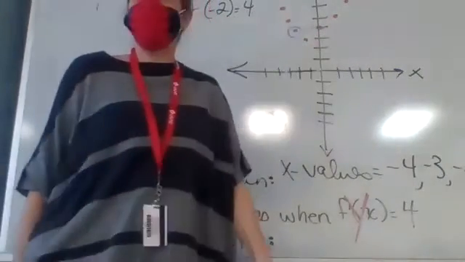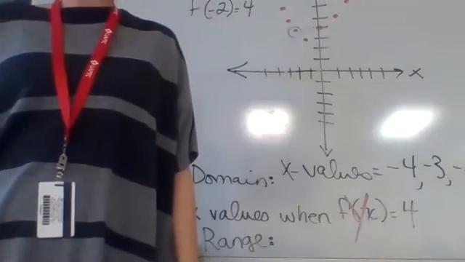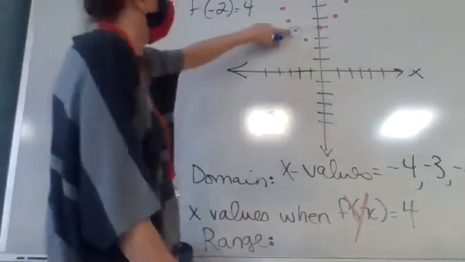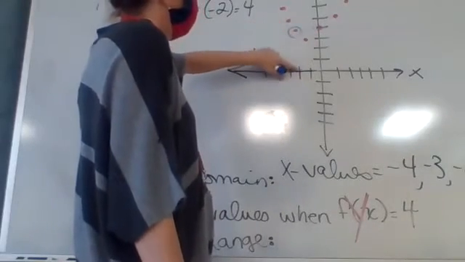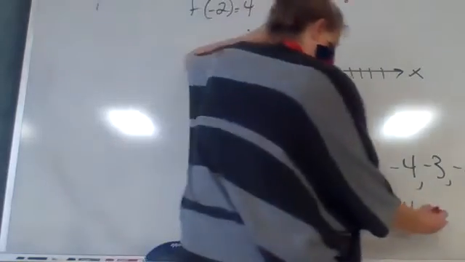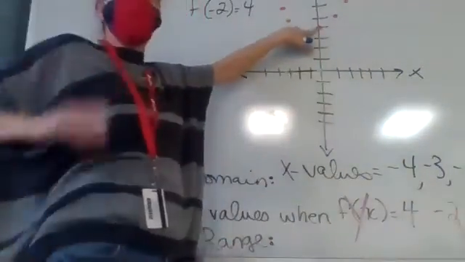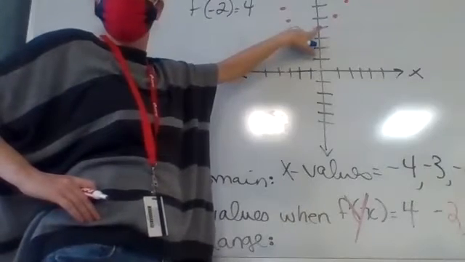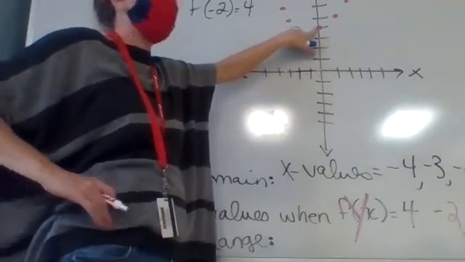So what are the x values of those 2 points? It doesn't matter which goes first. What's this one's x? -2. And what's this one's x? 0, isn't it?